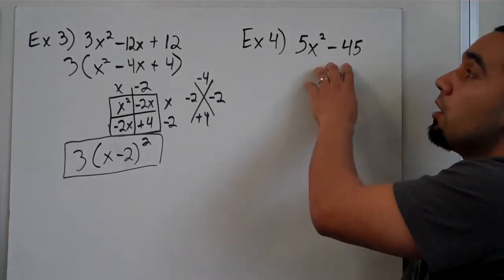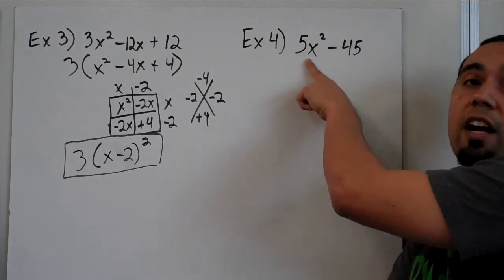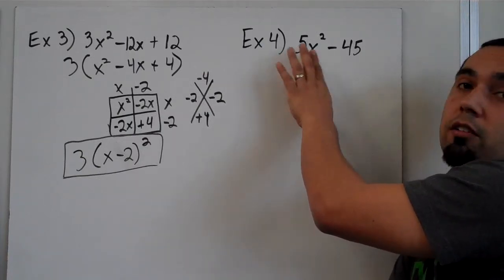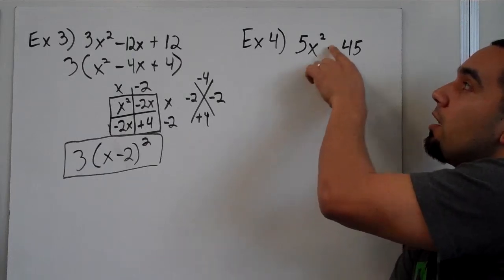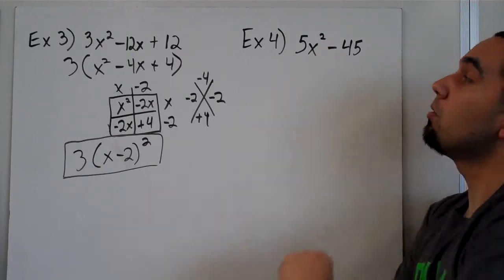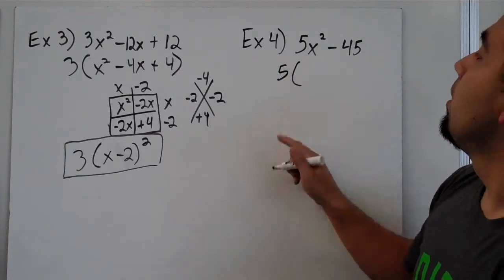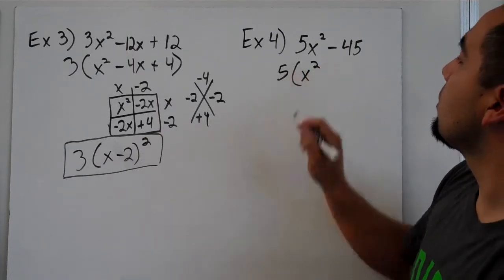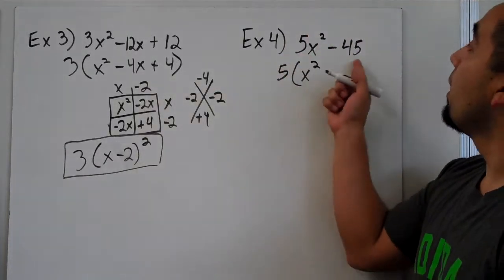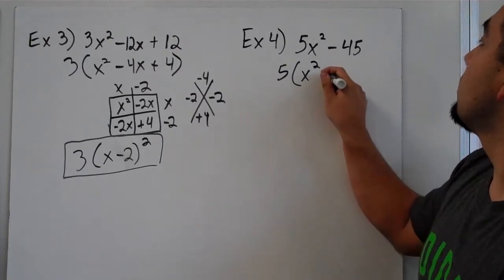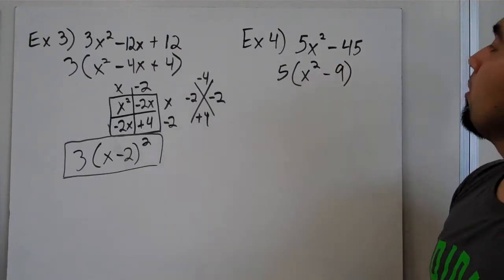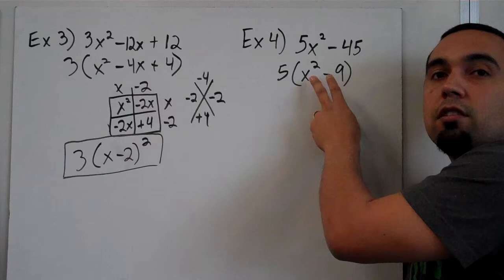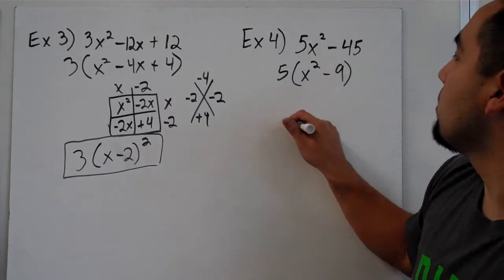Okay, so again, let's take a look at example 4. Here I have 5x squared and negative 45. I don't like a number in front of my squared term, so I'm going to try and factor it out. They both divide by 5. So 5x squared divided by 5 is just x squared, and negative 45 divided by 5 is negative 9, right? What I should notice here is I have two terms, and this is a difference of squares. So again, I can factor this.